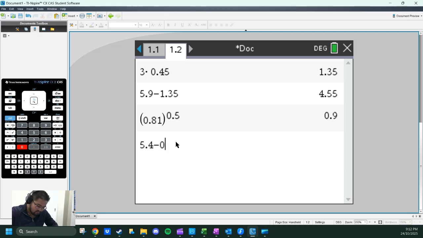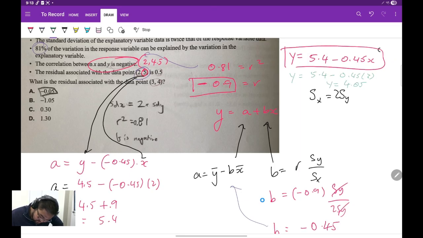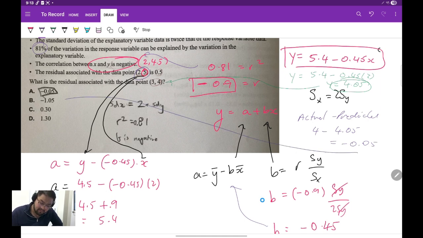5.4 minus 0.45 times 3. And we get our predicted value is 4.05. So my predicted value is 4.05, but what's my actual value? 4. So if we go actual minus predicted to find the residual, we get 4 minus 4.05, we get negative 0.05. This is a really, really tough question for a one marker.